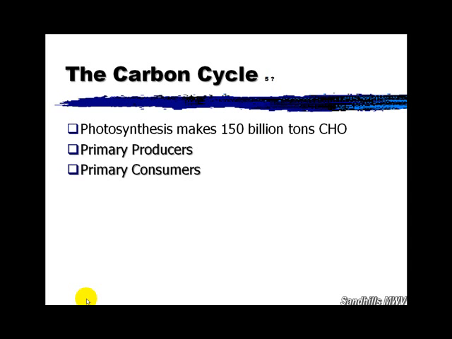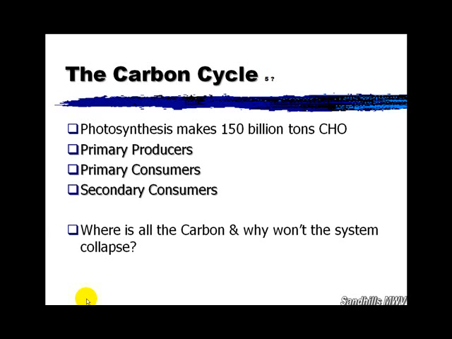Primary consumers would be cows. Cows eat plants. So anything that eats the plants, all the insects that eat the plants, all the fungi that eat the plants, those are the primary consumers, and they get their sugar from plants. Secondary consumers would be us. When we go to McDonald's and eat a hamburger, we're eating the cow that ate the grass that photosynthesized the sugar that used the energy from the sun.